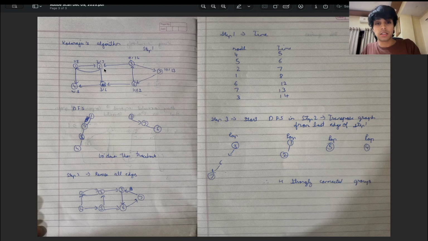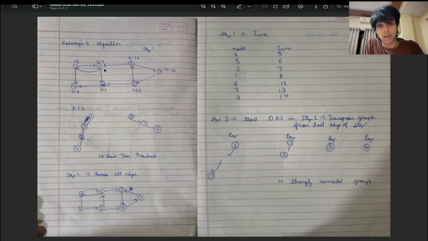Next, we see node 7 is at 13, but that's already visited. Node 6 is at 12, but that's also visited. Now node 1 is at 8. So we start from 1, we go to 2. From 2, I want to go to 3, but 3 is already visited. So now we roll back and we go back to 2 and 1. So 1 and 2 are again strongly connected nodes.